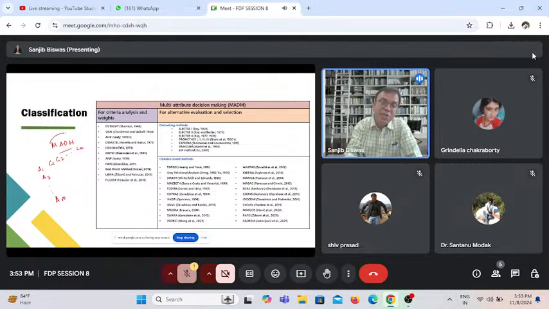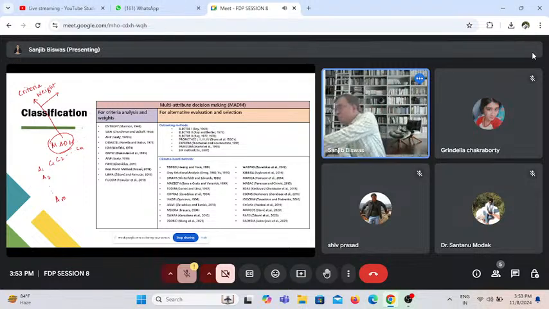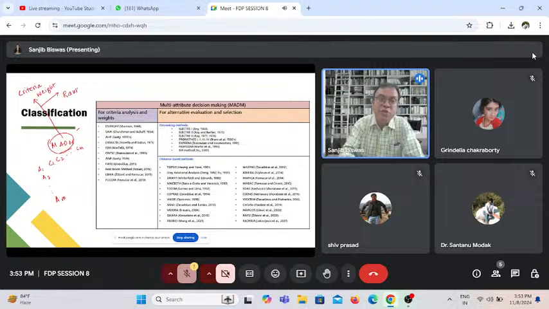In any MADM problem, there are two aspects. One is the criteria weight. That means I have set the criteria, but I may not have equal priority for all of them; the criteria set may be of different priority. I decide that through criteria weight, and then I need to select among the possible alternatives, so I need to rank them. These two are the steps of any MADM problem.